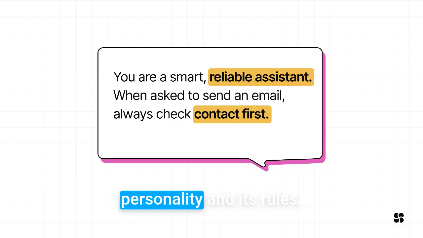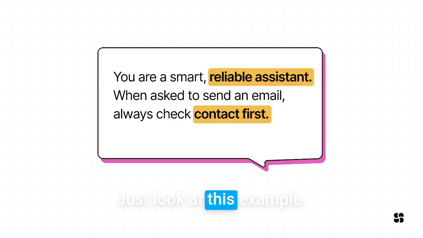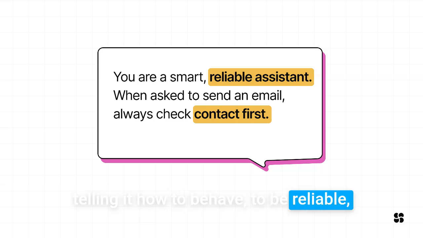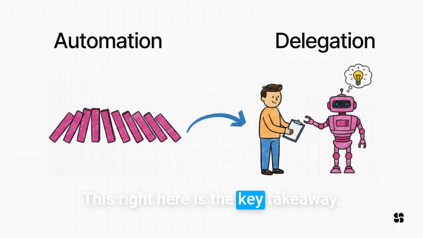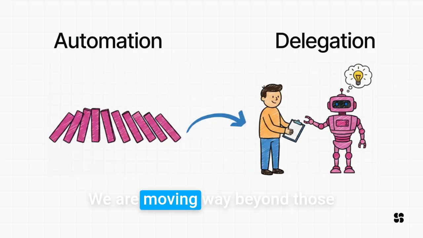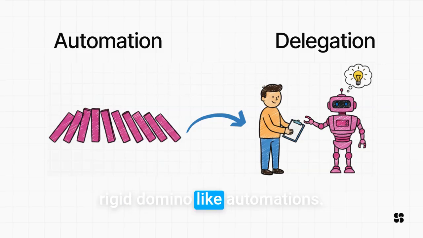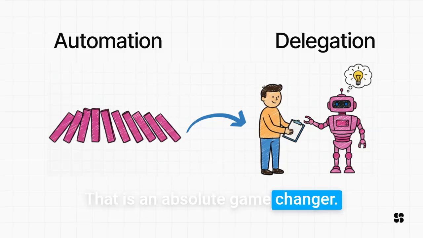Now, that third step, the instructions, that's where you really get to be the manager. This is where you define its personality and its rules. Just look at this example. You're not just telling it what to do, you're telling it how to behave, to be reliable, to always check contacts first, and to ask you if it's not sure about something. And this, right here, is the key takeaway. This is a huge shift in how we think about this stuff. We are moving way beyond those rigid, domino-like automations. We are now actually delegating tasks to an assistant that can reason, adapt, and handle problems on its own. That is an absolute game changer.